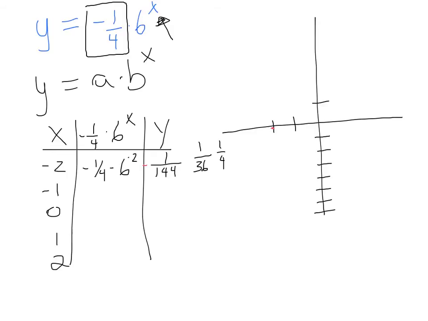Okay, let's see what else we've got going on here. As you put in -1 over here, you've got 1 over 6 multiplying 1/4, and remember, that's negative. So it's -1/24. So that got substantially bigger, but still very small.